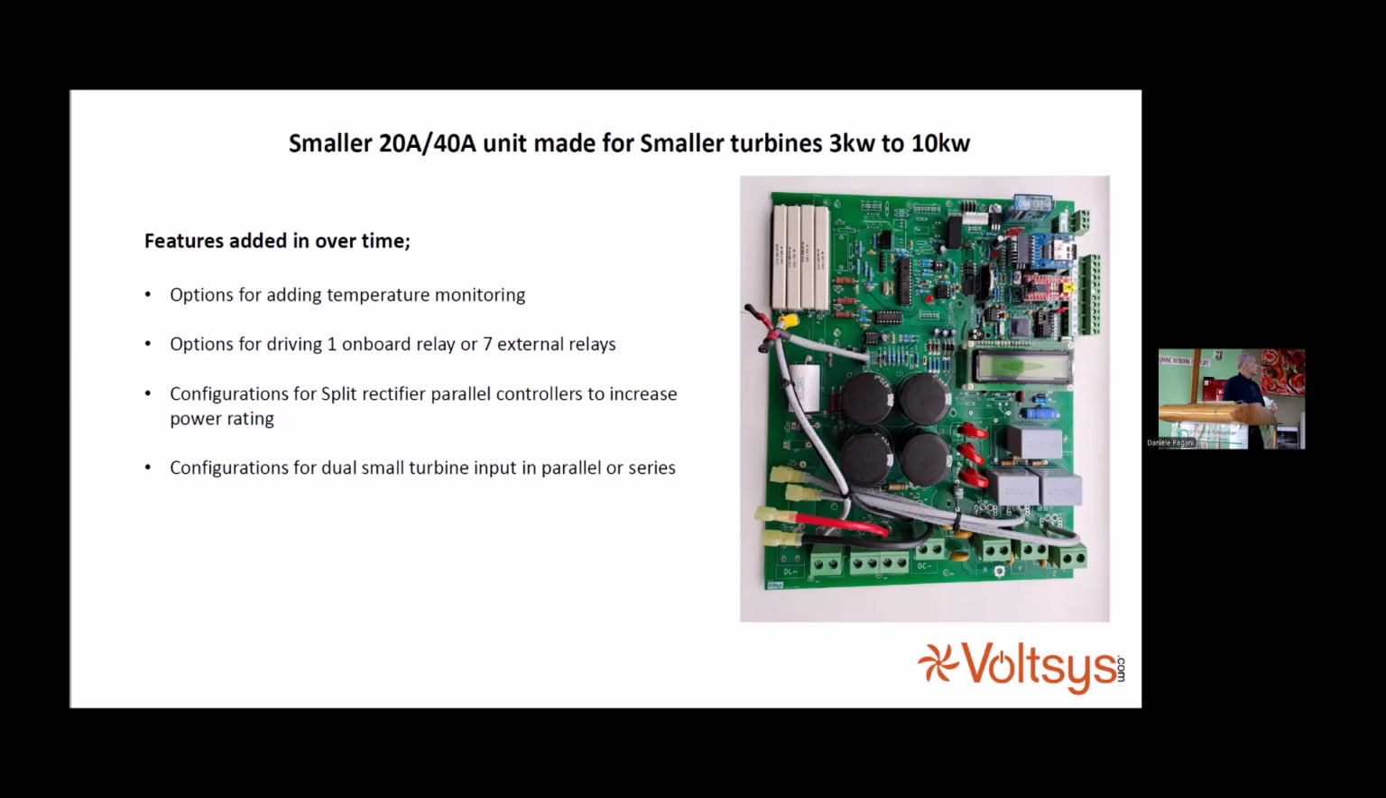So we have options for temperature monitoring. If somebody wants to put a thermistor into the head of the turbine, we can read that. This is another one that was requested. We have one onboard relay, as you mentioned, but we set room for 7 external relays. We sometimes split the rectifier into three to put 3 controllers in for 100 kilowatt turbines where we can't get to the current limit. And similar systems to put small turbines in parallel or in series.